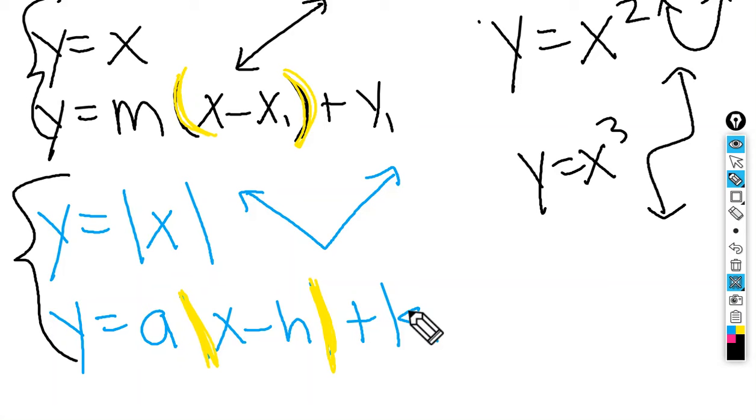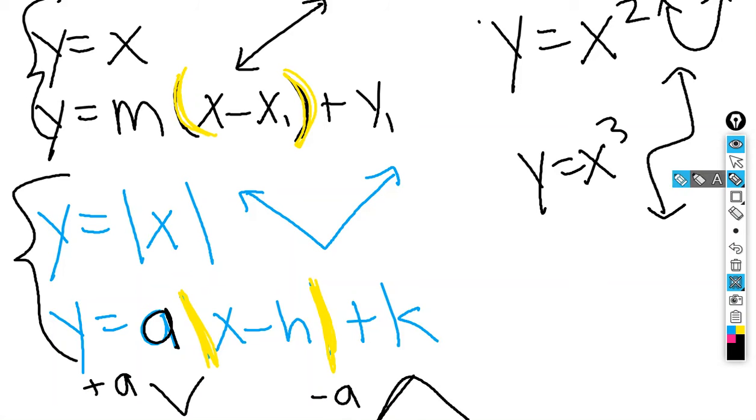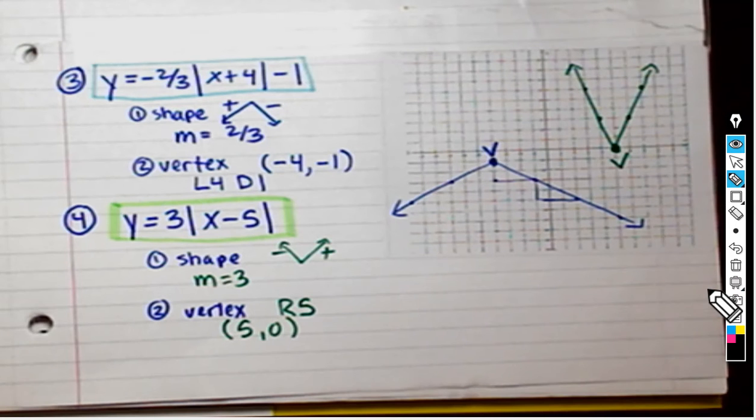Okay. Yeah, Emma. Say that again. Oh, okay. So this A value is the one that opens it up or down. So when A is positive, it opens up. When the A value is negative, that's what opens it down. All right. Okay, so we are opening up. The slope is 3, so we've graphed it. Okay, I think we're good.